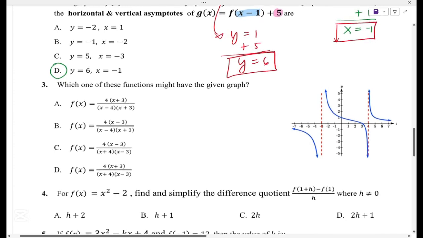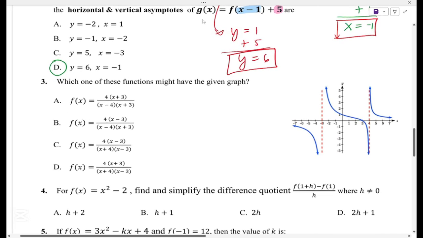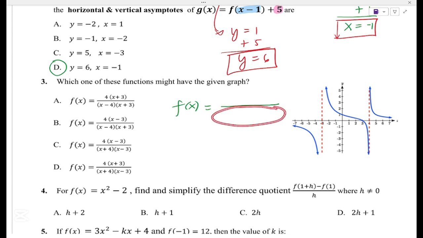And then for number 3, which one of these functions might have the given graph? So here, let us start writing the function. As we know, in a rational function, the zeros of the denominator are the vertical asymptotes. So you can see here that this is a vertical asymptote and this one. So here, the zero is negative 3, so we will have x plus 3. We will write x plus 3 here. And then another vertical asymptote, the zero is at 4, so we will have x minus 4. So if we look at the choices, x plus 3 and x minus 4.